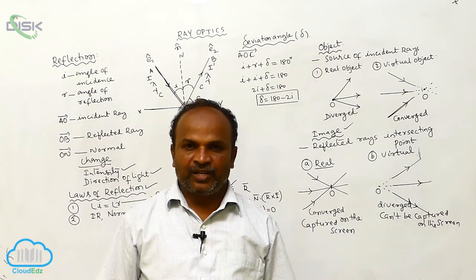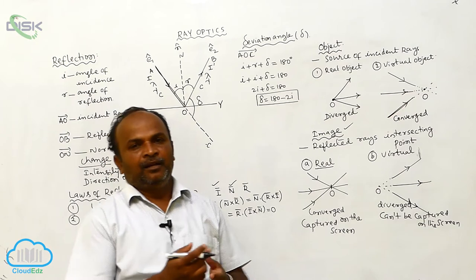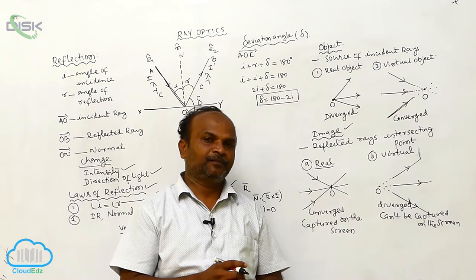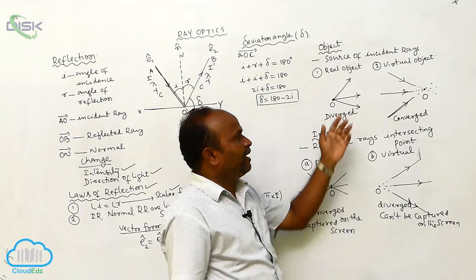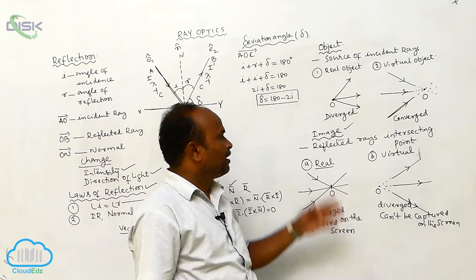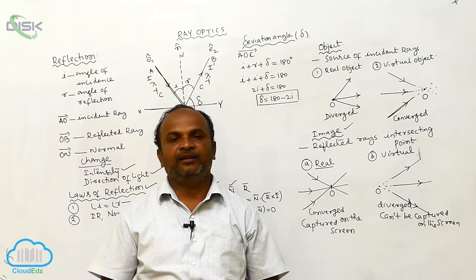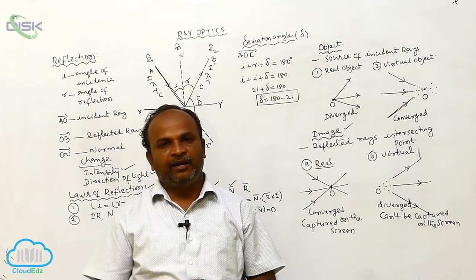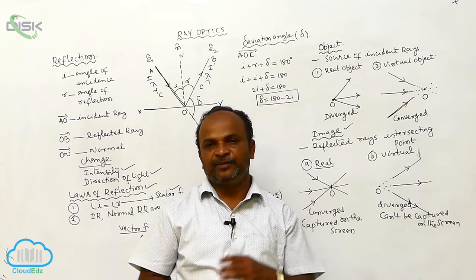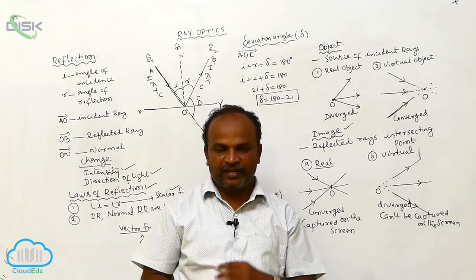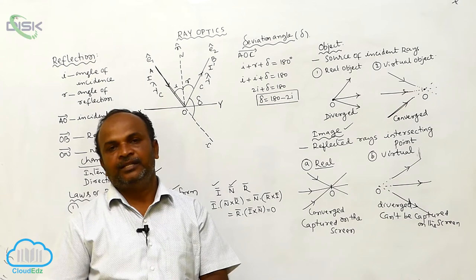In order to discuss reflection in mirrors, we define what is the object and what is the image. The source of incident rays is called the object. If the incident rays are diverged, it is a real object. If the incident rays are converged, it is a virtual object. Generally, the image is formed by reflected rays or refracted rays. The point where the reflected rays or refracted rays are really intersected or appear to be intersected is called the image point.